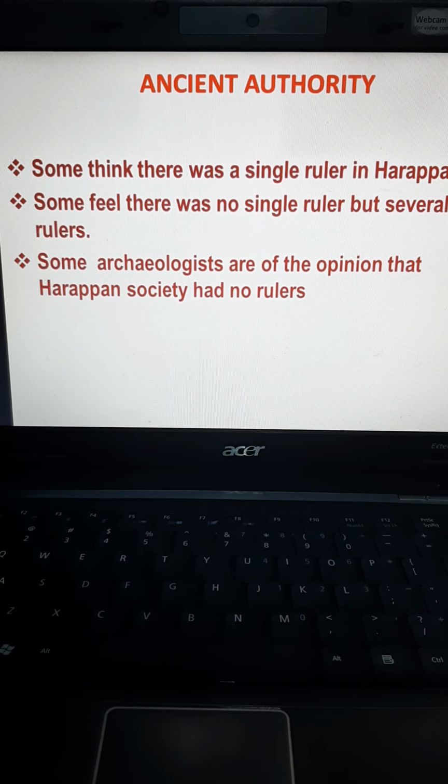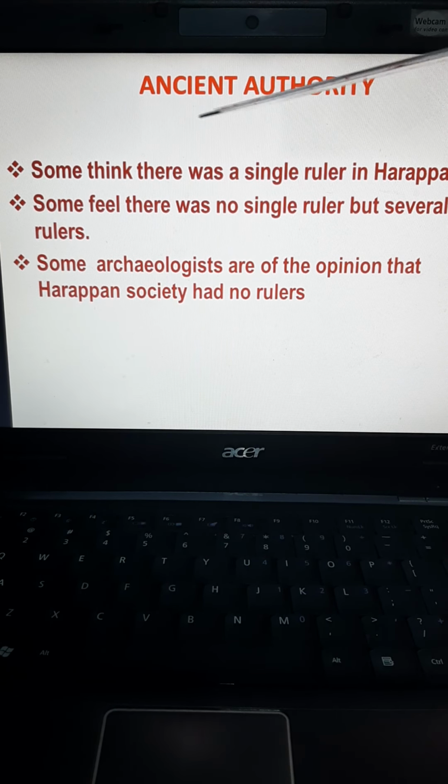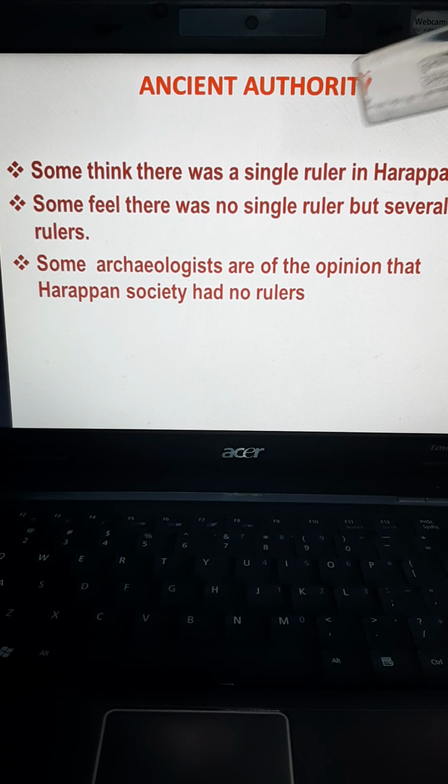Now, what is ancient authority? What do we mean by authority? That means a particular power and right a person has to give orders, and whoever he is giving the order to, that order should be obeyed. So the archaeologists had a lot of opinions regarding this ancient authority. The opinion was that they used to think there was a single ruler in Harappa, only one ruler.